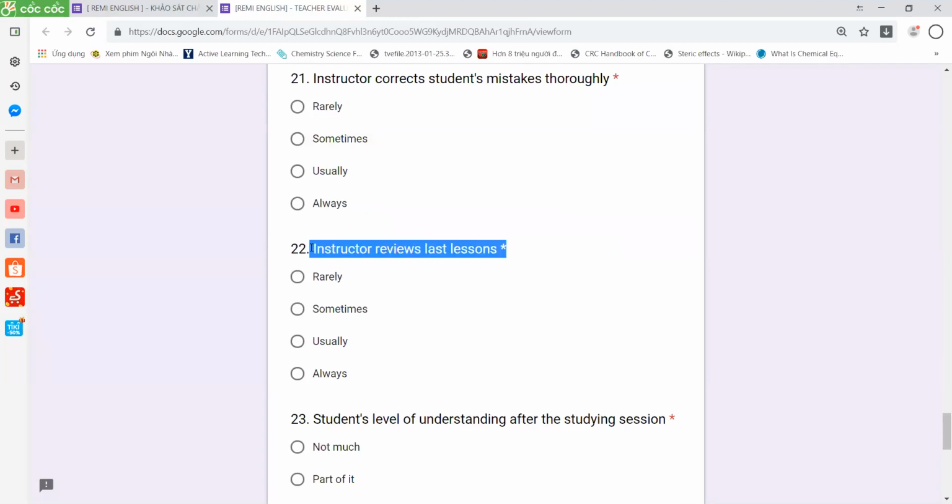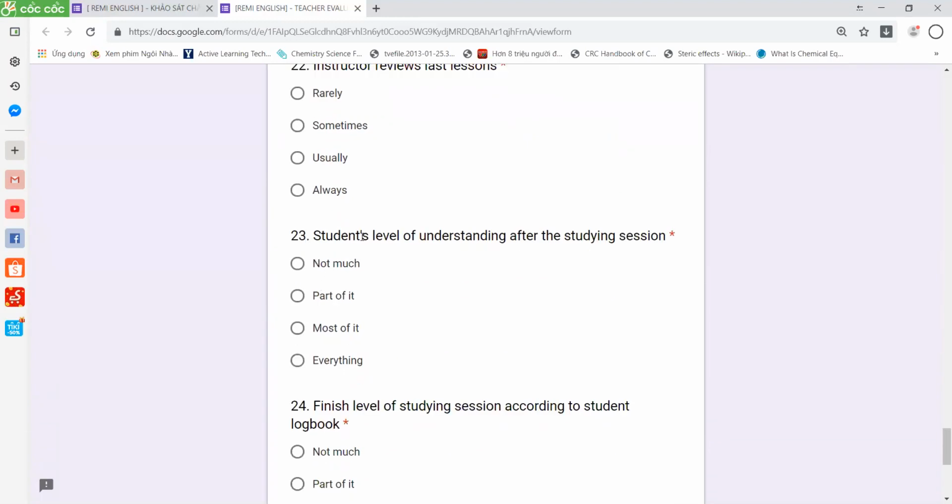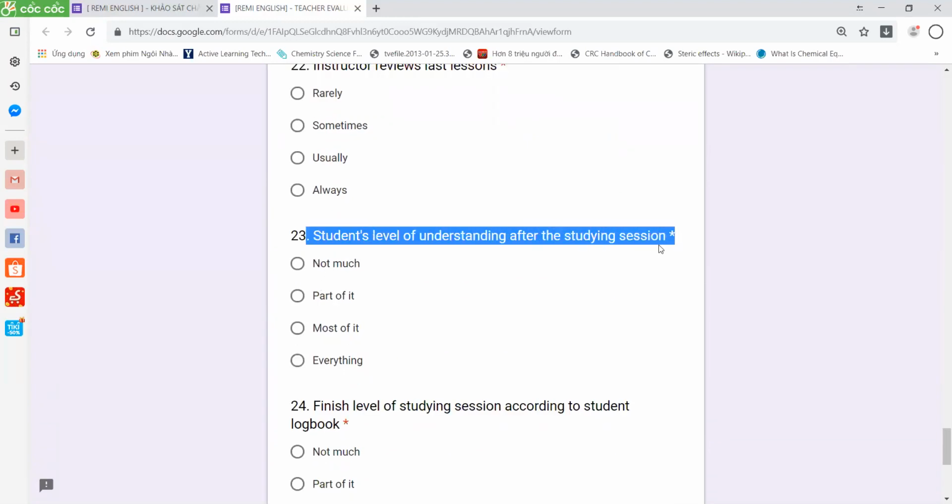Next, instructor reviews the last lesson. You have to check the previous lesson to check if they remember it or not. Student level of understanding after the studying session. Of course, you have to evaluate their understanding after the studying session to make sure that they understand the lesson completely.